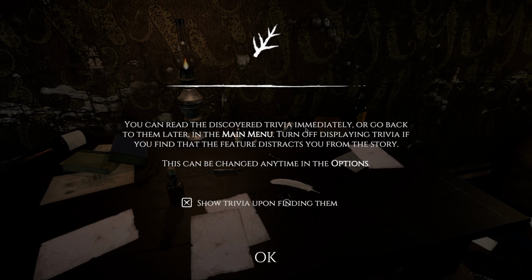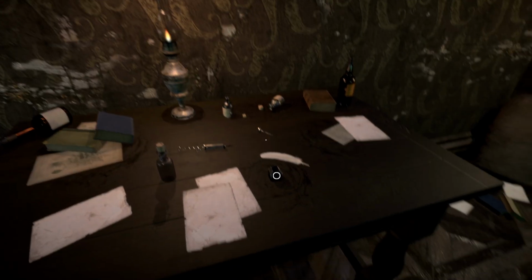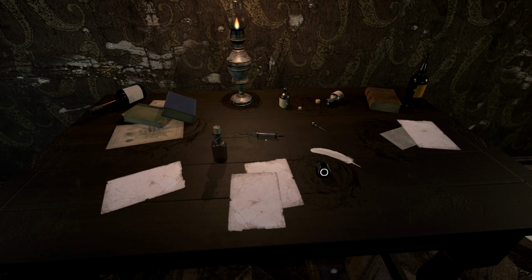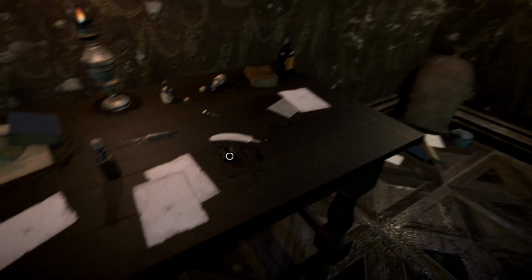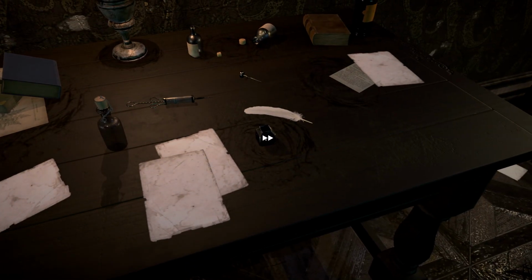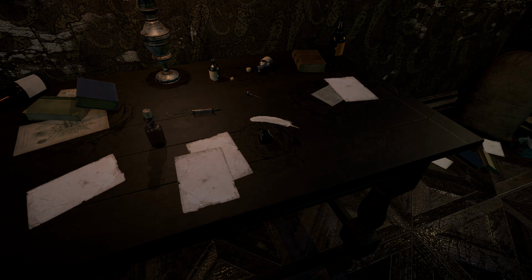You can either discover trivia immediately or go back to them later in the main menu. Turn off display trivia if you find that feature distracting from the story. No, I think we'll keep that on. It seems nice. This is ink, an ink pot.